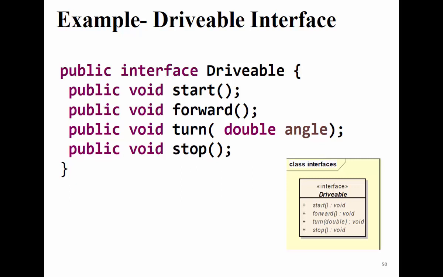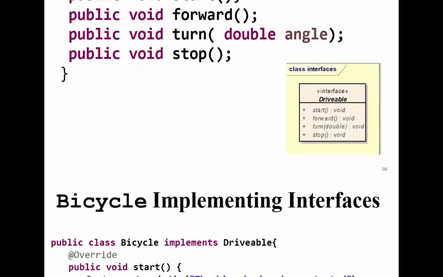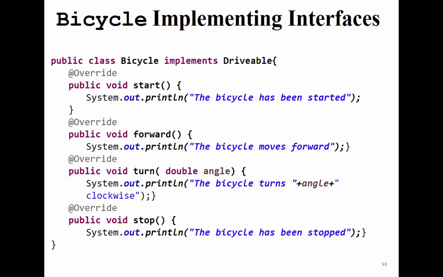Okay? And also stop. Stopping the bicycle is different from stopping the motorcycles or the car. So the implementation is different, but all of these objects are drivables and should contain these 4 methods. So in this case, we have the bicycle like this: public class Bicycle implements Drivable. So Drivable is the interface.